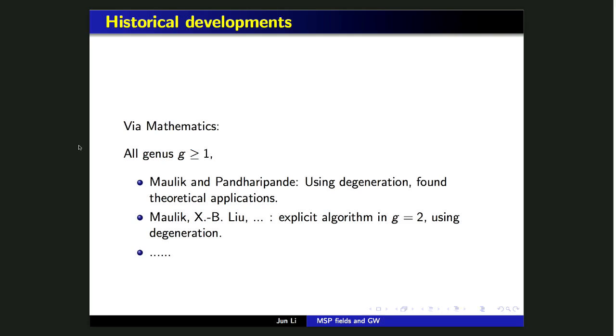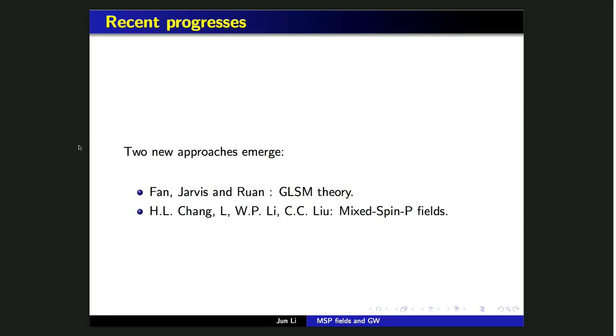And recently, there are two new approaches that emerged to attack the Gromov-Witten invariants, and also the FJRW invariants, which I will mention in a few minutes. One is the GLSM theory done by Fan, Jarvis and Ruan, and the other is with our group. We use the mixed spin P fields.